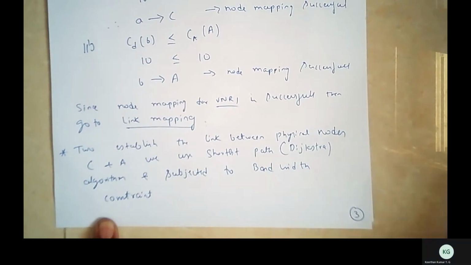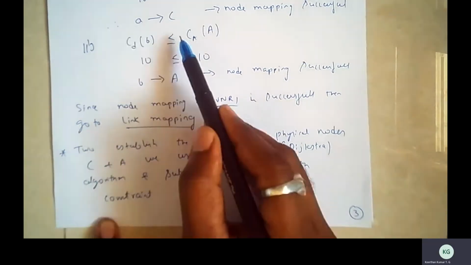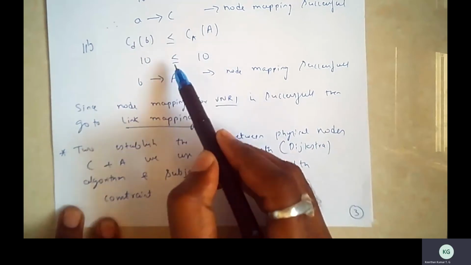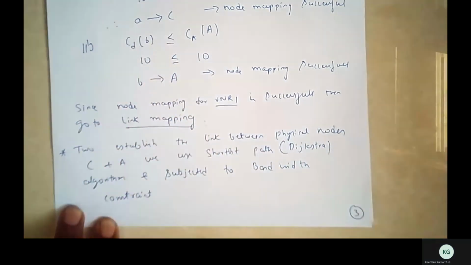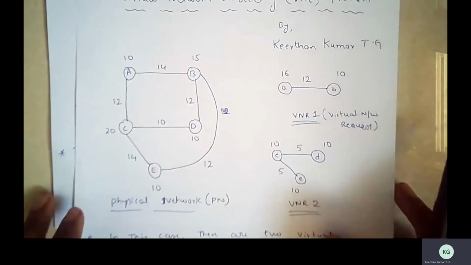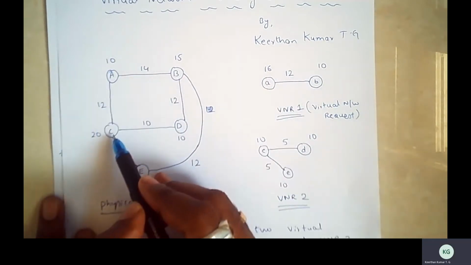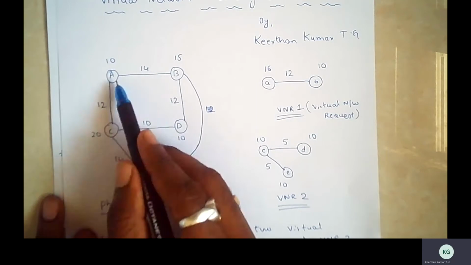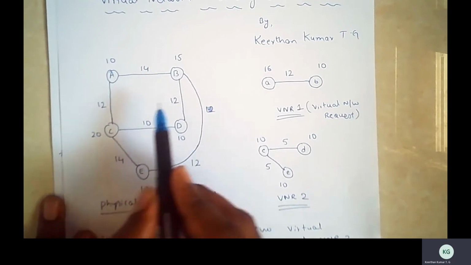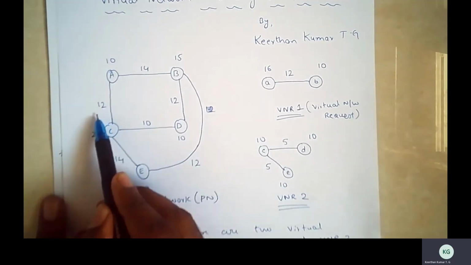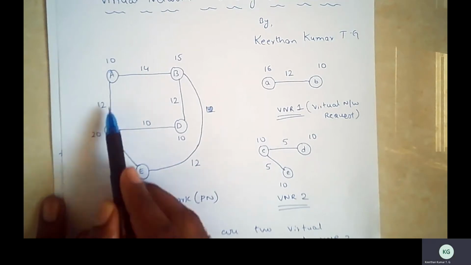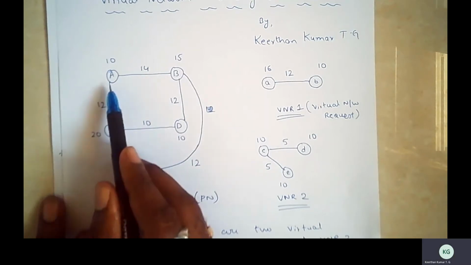Similarly, there is a path from C to A having the bandwidth availability of 12 units, then only we can map. See here, this is the demand. If I want to establish the path between C to A or A to C, both are the same because it is bidirectional. The available bandwidth is 12 units, so I can map from A to B.